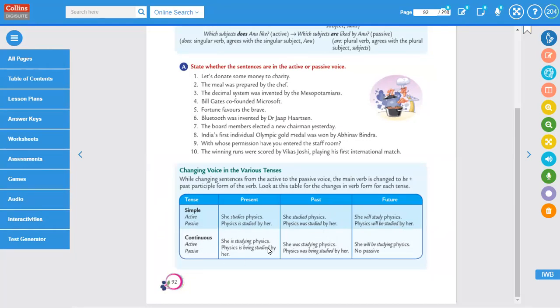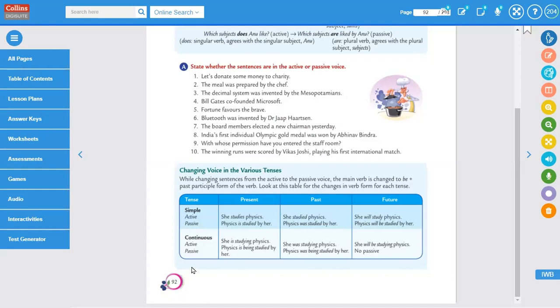Second point is continuous tense. That means be verb plus the verb plus ing. She is studying physics, active voice, continuous present tense. She was studying physics, continuous past tense. She will be studying physics, continuous future tense.